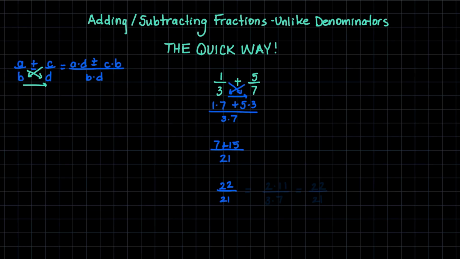We'll do a prime factorization of each to see if it simplifies. 22 is 2 times 11. 21 is 3 times 7. We don't have any common factors, so our answer stays 22 over 21. And just like that, your answer is complete.